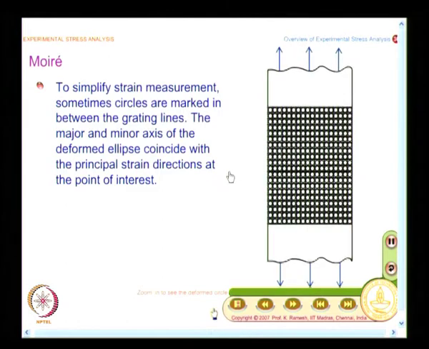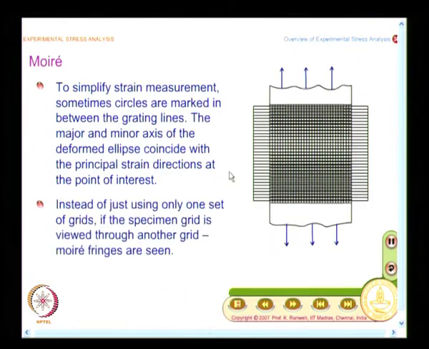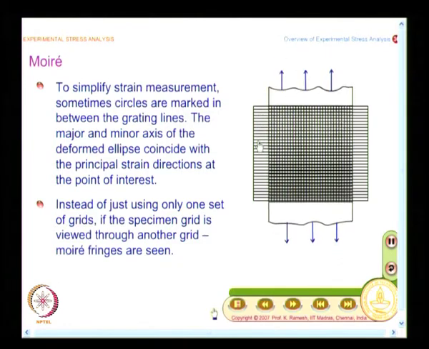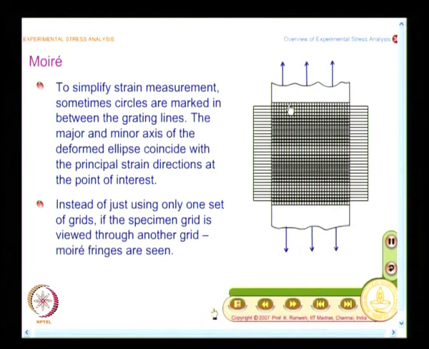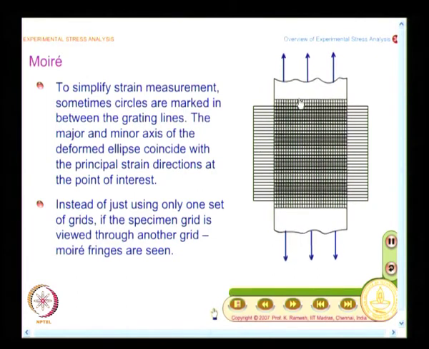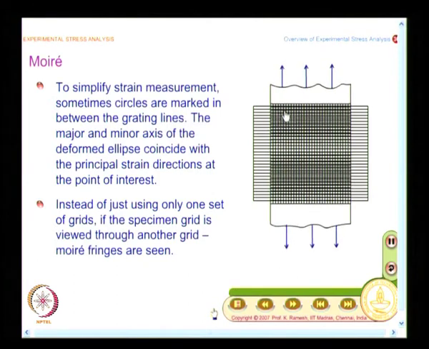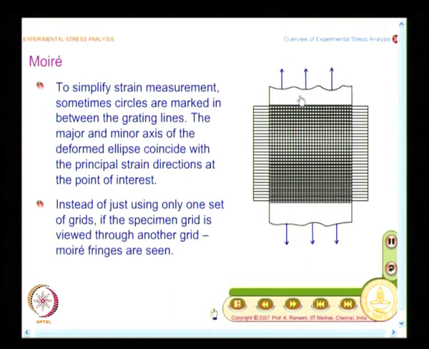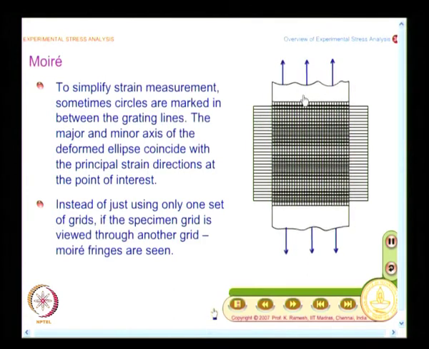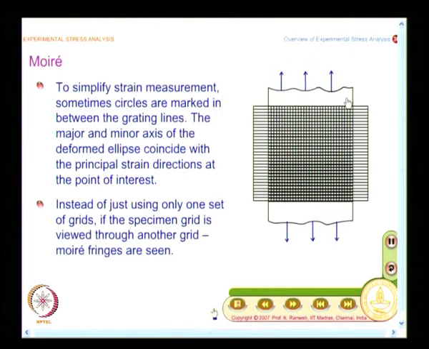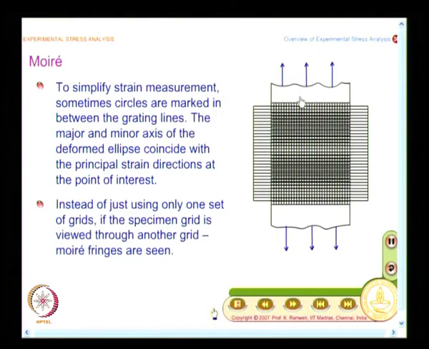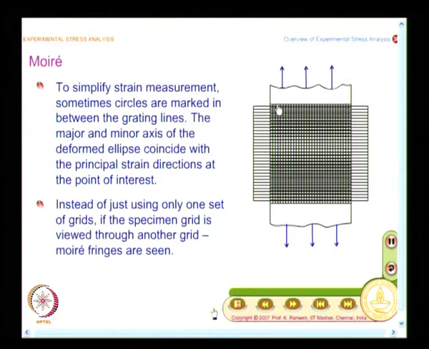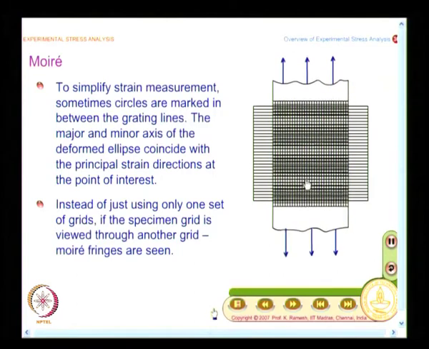And later on what we did was, instead of using only one grid, we have used two grids. We call one as a master grating and another as a specimen grating. And here the specimen grating is cross hatched, and master grating is horizontal lines, and I pull the specimen. So, the specimen elongates as well as contracts because of Poisson effect. And what you see here is the actual specimen deformation is small, but you see a play of fringes.